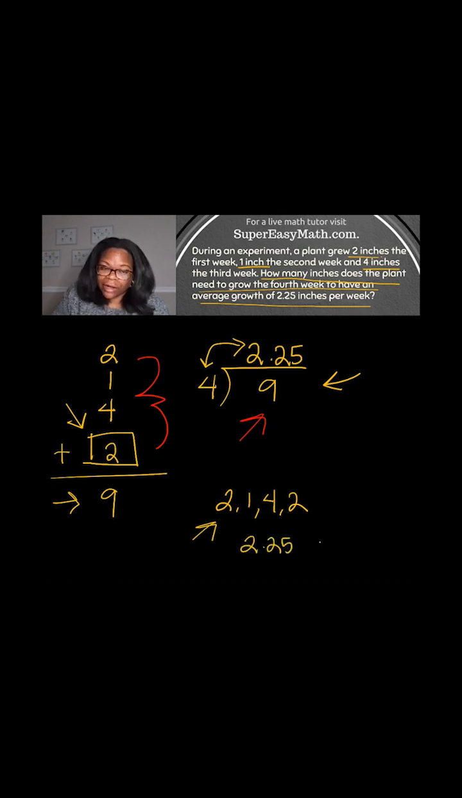Now, that's not what they were asking. Like I said, we had to work backwards because they were trying to get us to figure out the missing number to make the average work out to be a certain way. But to help you better understand this type of problem and why we did what we did, I explained that.